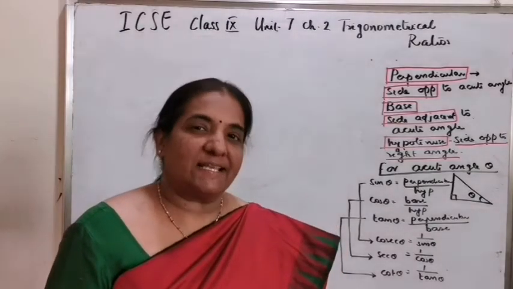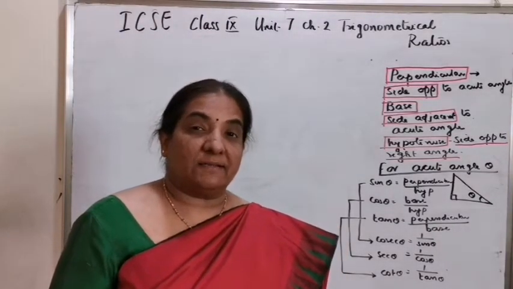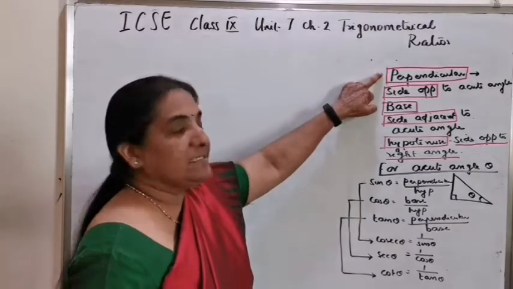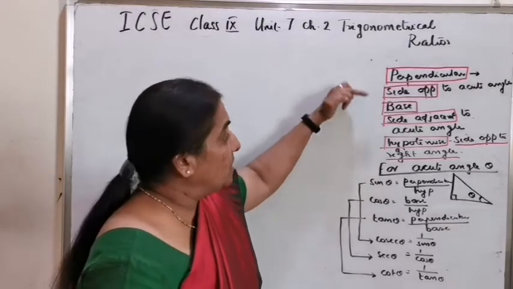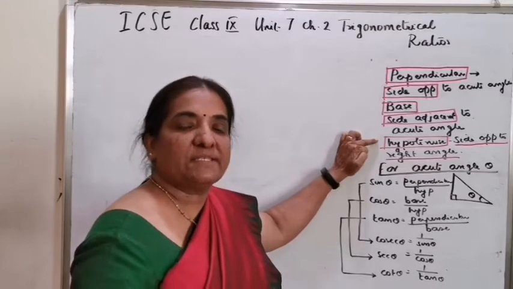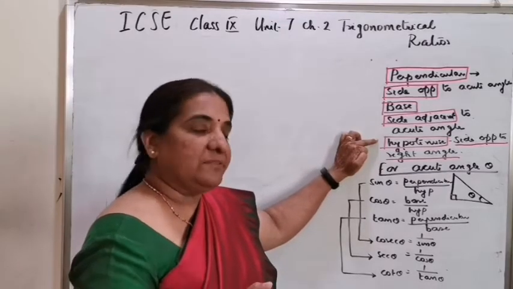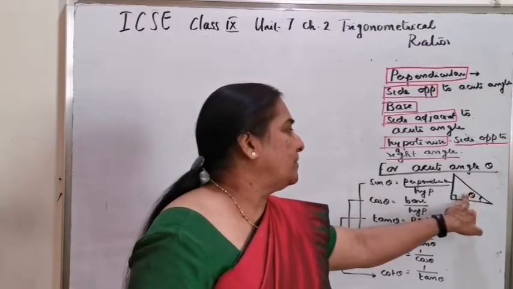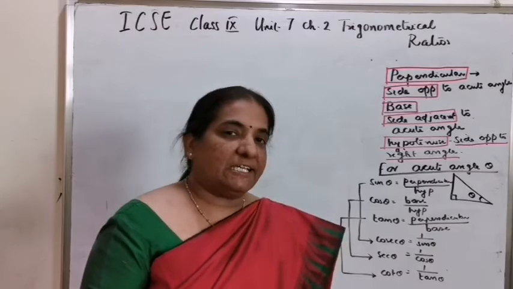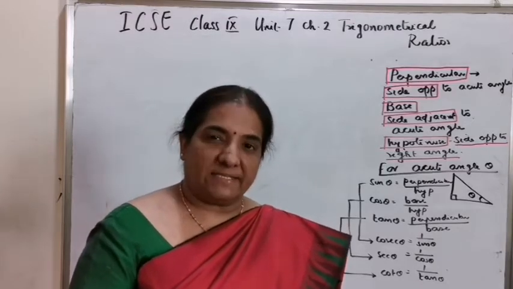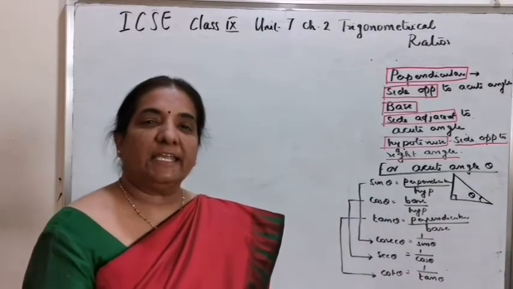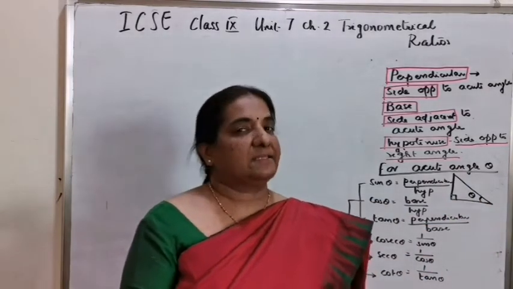Before moving on to the exercise question, let's make it very thorough about what is a perpendicular, the side opposite to the acute angle, what is a base, the side adjacent to the acute angle, and hypotenuse is always the side opposite to the right angle. And the trigonometric ratios for an acute angle theta, we can call the angles as theta, beta, gamma, alpha, etc. In that case, we need not name the triangle. You can take any acute angle and represent the angle as theta.